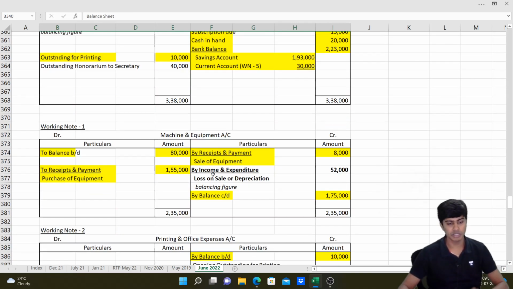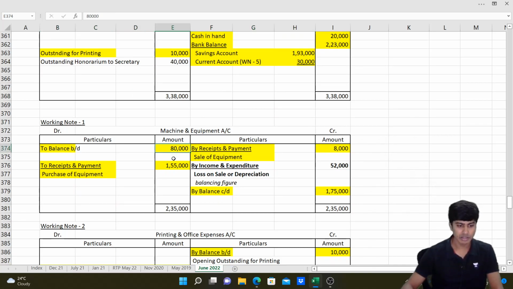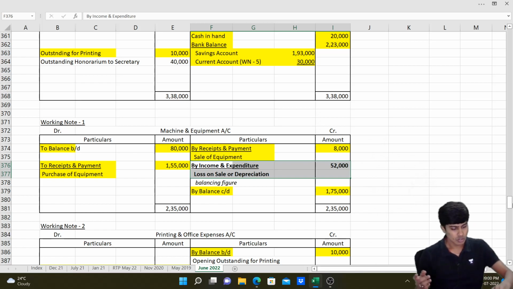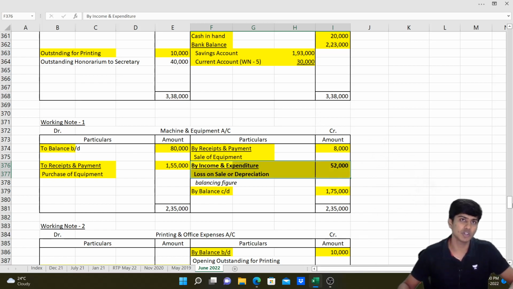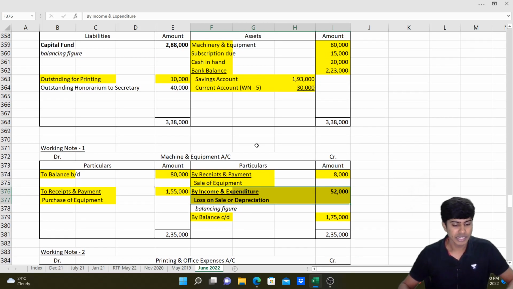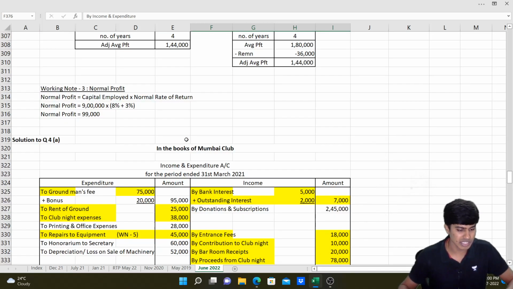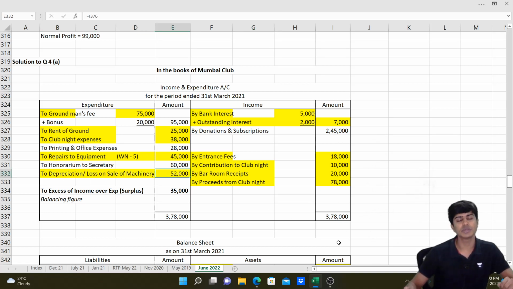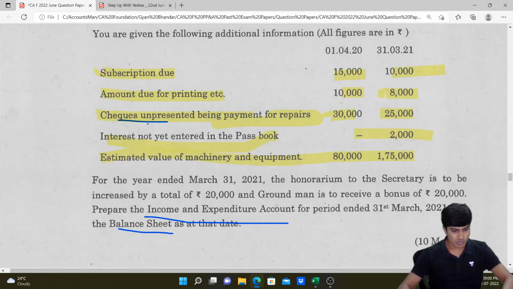Now, if we come down to our machinery and equipment account, we have opening, we have purchase, we have sale, we have closing. There is a difference of 52,000. This difference is either loss on sale of equipment or depreciation. So we don't know what it is. So irrespective of whether it is loss or depreciation, it will go to income and expenditure on the debit side only. So I have written here depreciation or loss on sale of machinery 52,000.